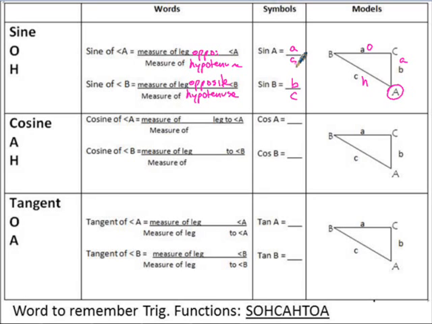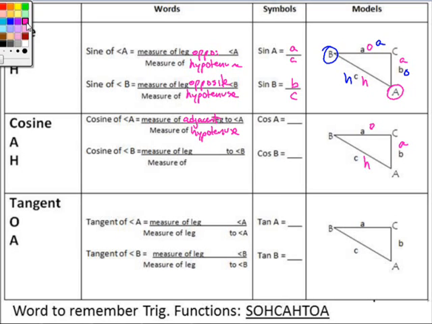So that's the sine relationships. Sine always has to do with opposite and hypotenuse. The cosine relationship is the measure of the adjacent leg to angle A over the measure of the hypotenuse. So for the cosine of angle A, this is adjacent, this is opposite, this is hypotenuse. If we were talking about B, the hypotenuse is the same, but now the opposite and adjacent have switched.